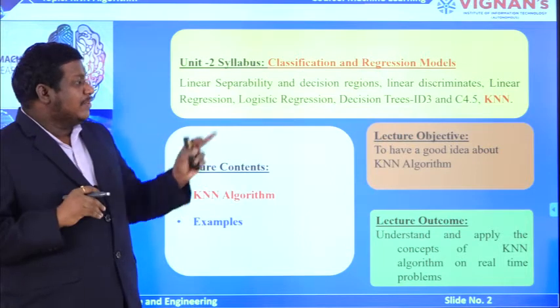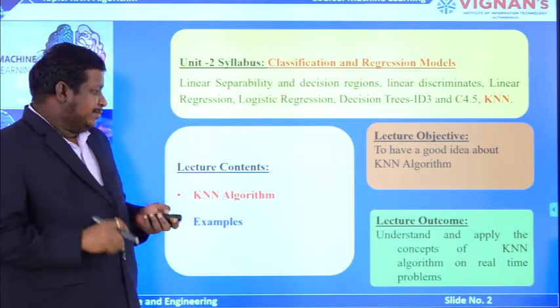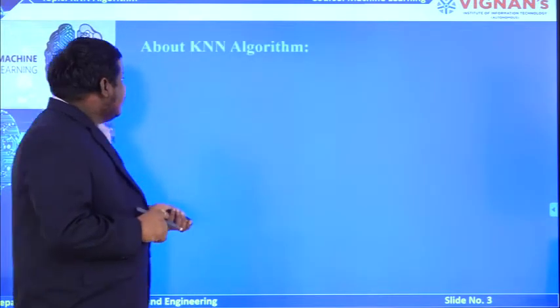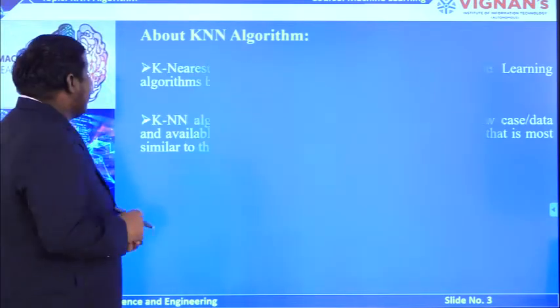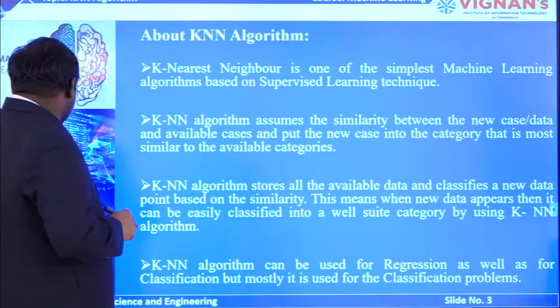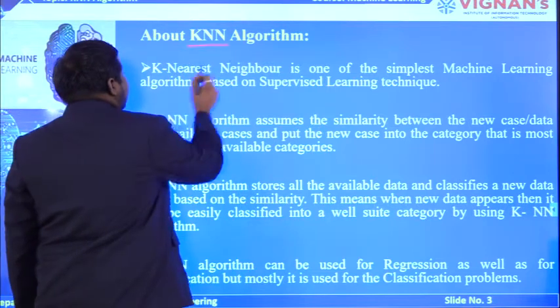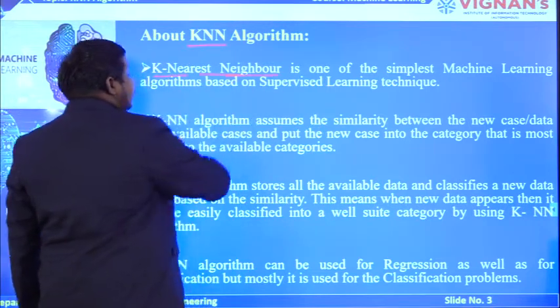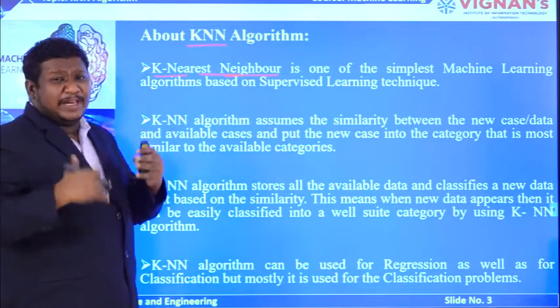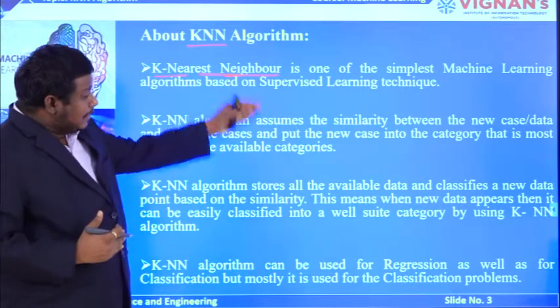And remember one more thing, this KNN is one of the important algorithms under supervised learning. Okay, so let us see this. First we see about the KNN algorithm. So what is this KNN algorithm? See the important points. I told you KNN stands for K nearest neighbor algorithm. What is K and what is the nearest neighbor we are going to take, those things we will see in the next slides.